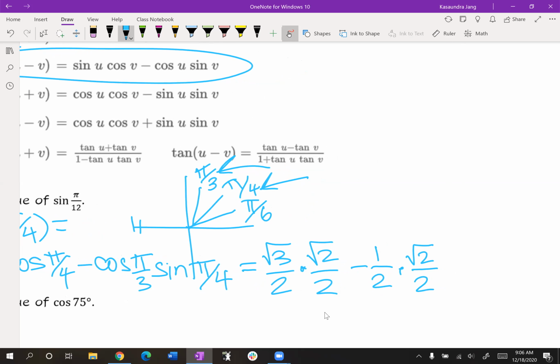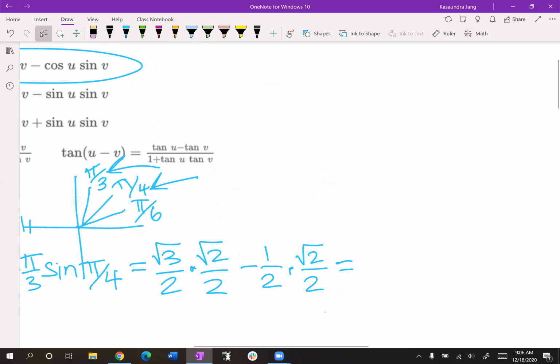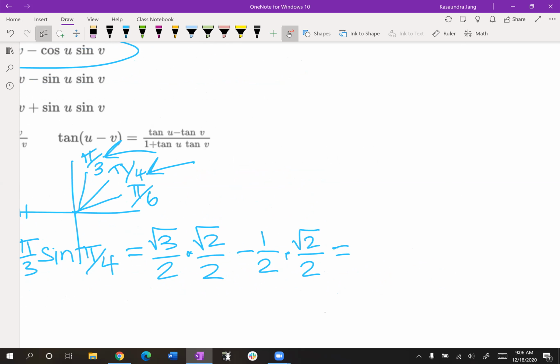So it's looking like I'm going to get √3 times √2. I'm going to put it all under a square root, so I'll get a square root of 6. I'm just kind of putting it all together. So square root of 6 over 4, since my 2 times 2 gives me that 4. And then minus, I've got √2 times 1, which is still √2, over 4.